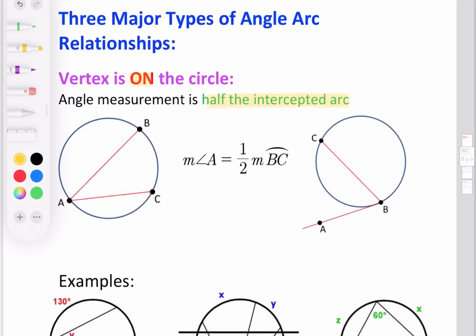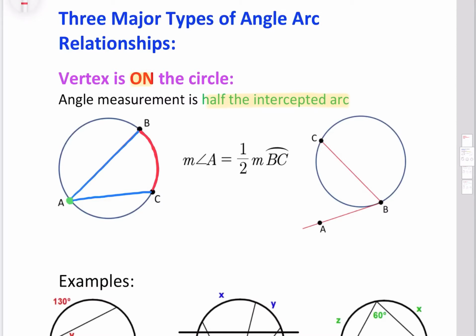The one on the left, we have two chords that form an angle, and the angle that it forms is angle A. We can see that the vertex at point A is right here on the circle. That angle is opening up so that it intercepts the arc BC. So it opens up right over here, intercepting the arc BC. Now, that means the measurement of angle A is going to be half the measurement of that arc BC.